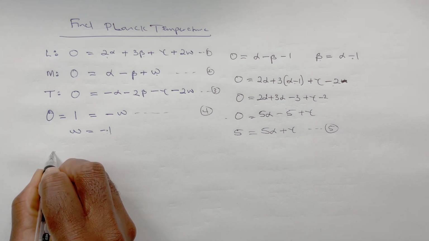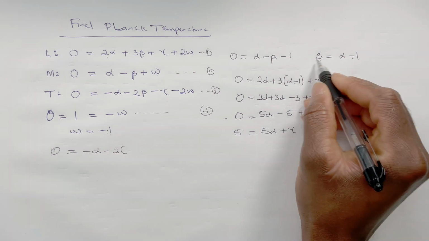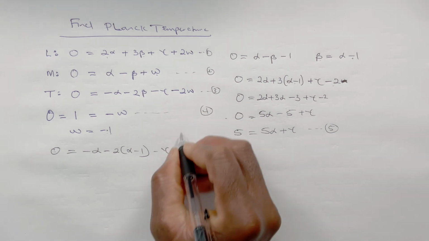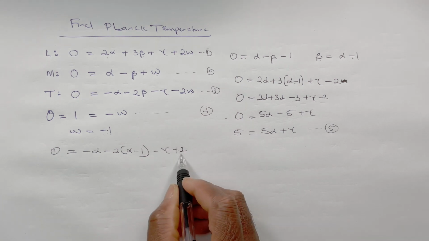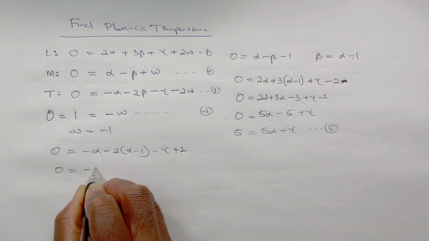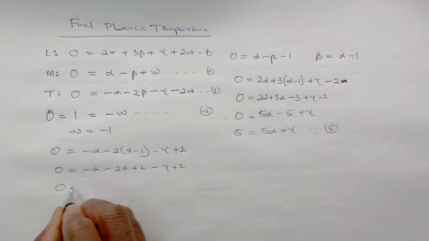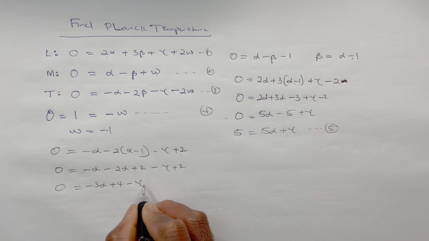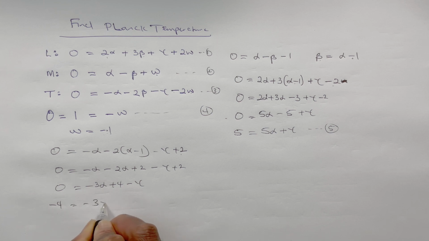So for equation 3, I get 0 equals minus alpha minus 2 into bracket, beta is alpha minus 1, and then minus gamma. Minus 2 times minus 1 is plus 2, because this is minus 1. Simplify this: 0 equals minus alpha minus 2 alpha plus 2 minus gamma plus 2, 0 equals minus 3 alpha plus 4 minus gamma. Take the 4 to the other side. We get minus 4 equals minus 3 alpha minus gamma.